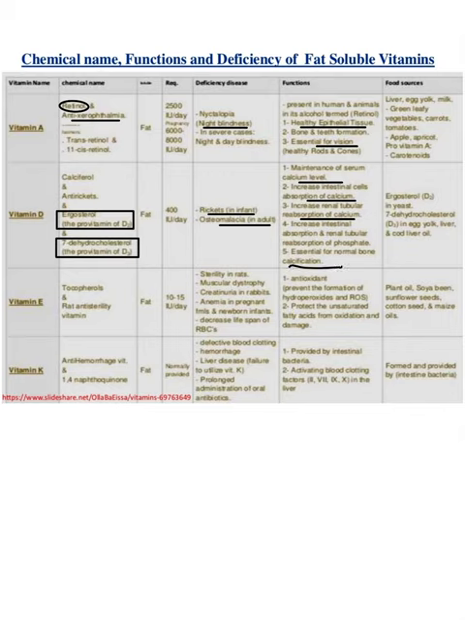Okay, and this is essential for normal bone calcification. Food sources: ergosterol and 7-dehydrocholesterol in egg yolk, liver, and cod liver oil. We know they are the source of calcium.